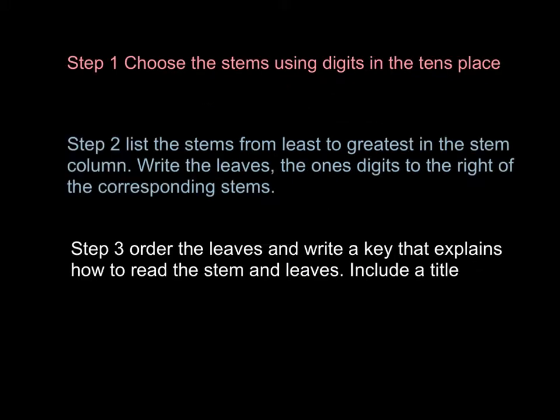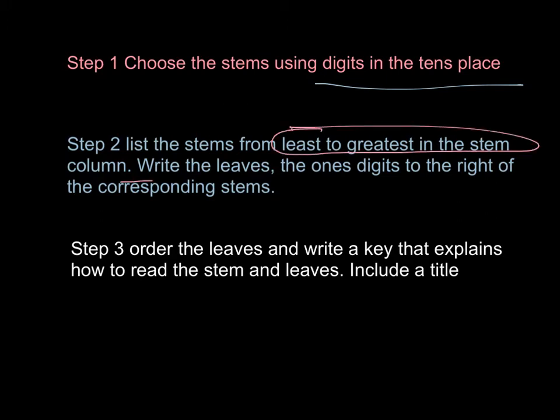When we are creating stem and leaf plots, you want to follow 3 steps. Step 1 is you choose the stems using the tens digit. That's what's going to create your stems. Step 2, you list the stems from least to greatest. Then you write the leaves in the ones digit to the right of the corresponding stem.